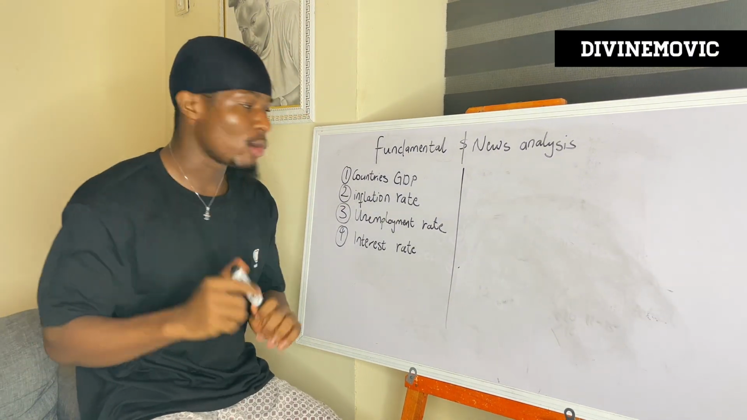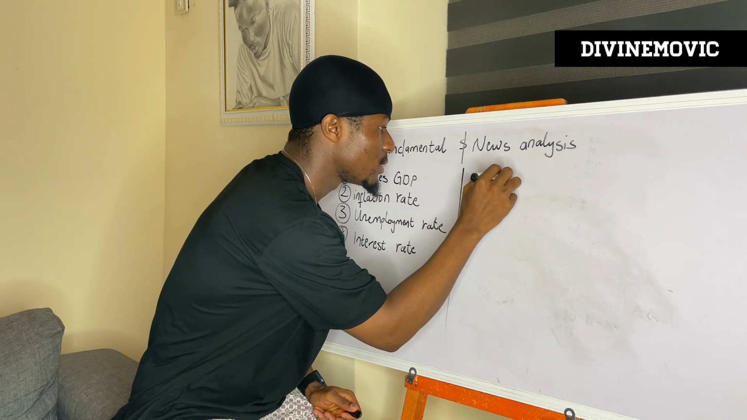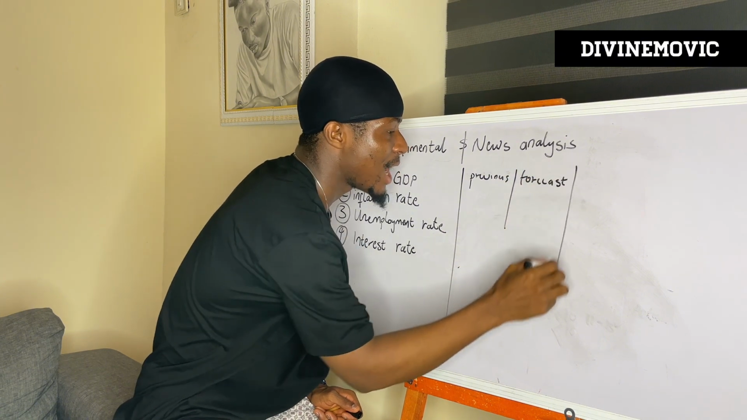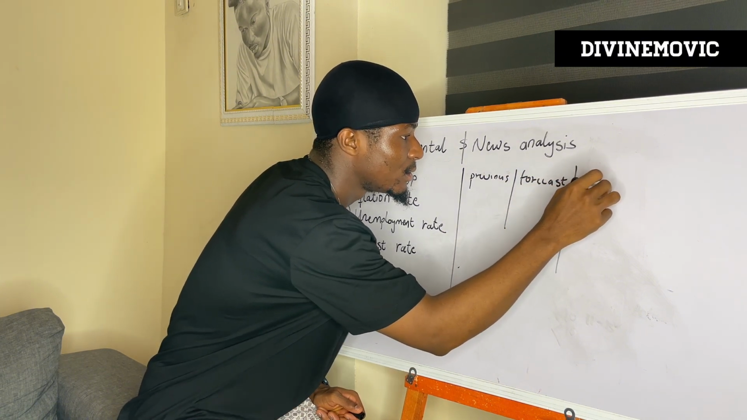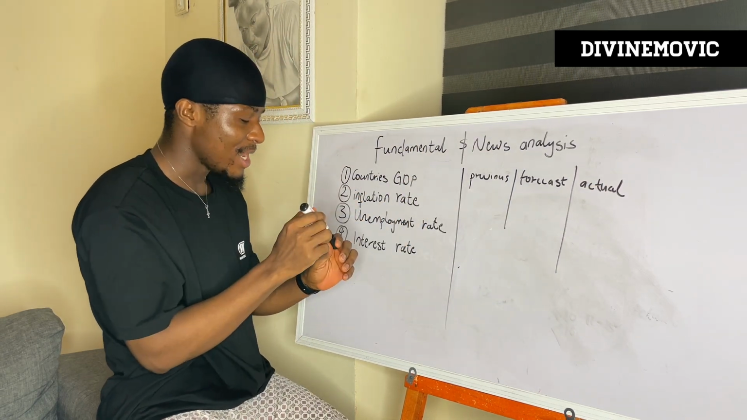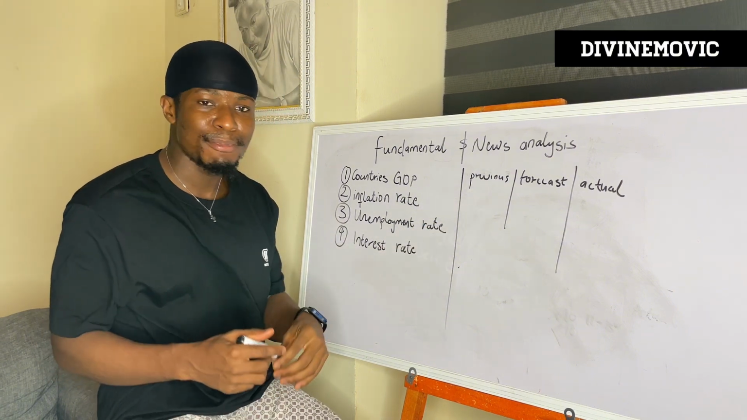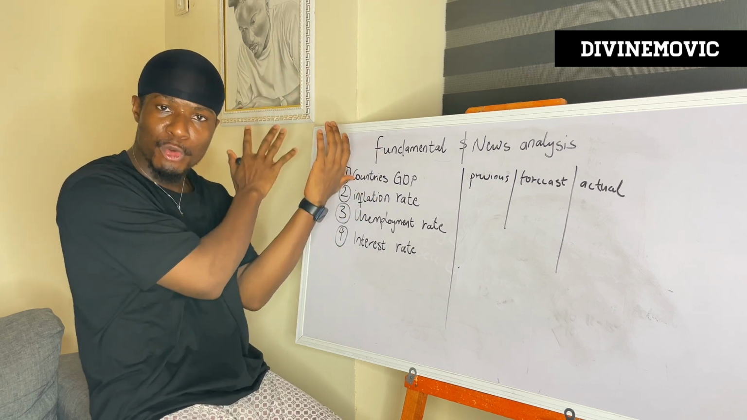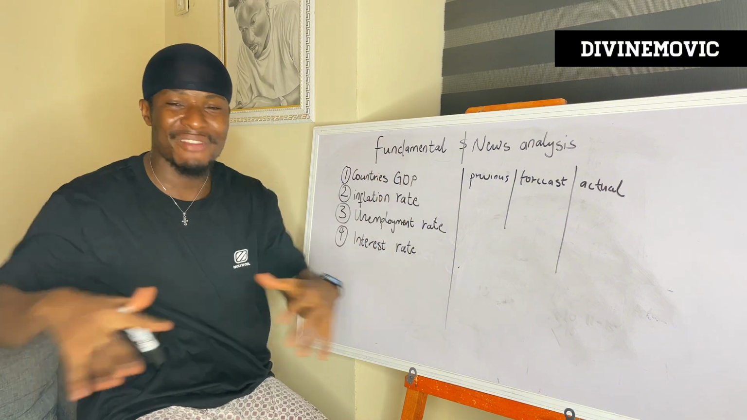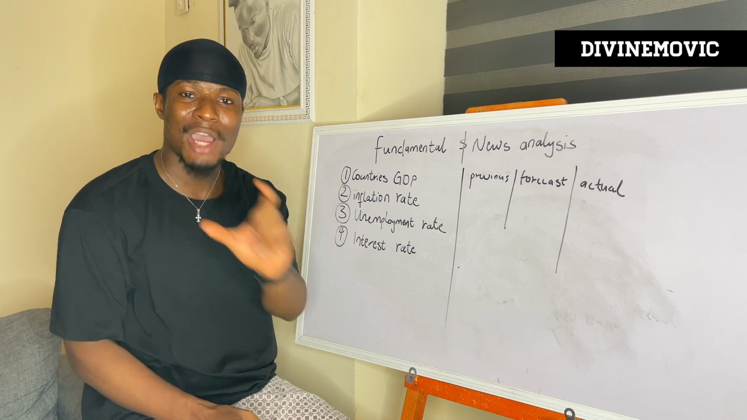Now remember where we stopped: previous, forecast, and actual. Now, how to use this to analyze the market. I explained to you that the previous report is simply the old report that was given in the previous month. Forecast is simply what experts and professionals have analyzed in the market, telling you that if this comes out like this or like this, it's going to happen like this.